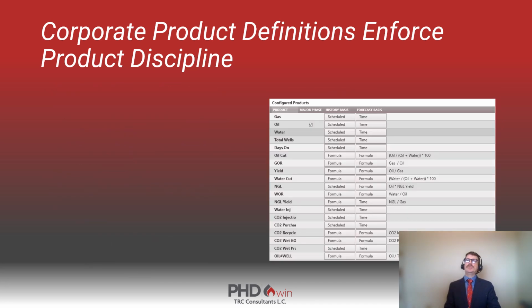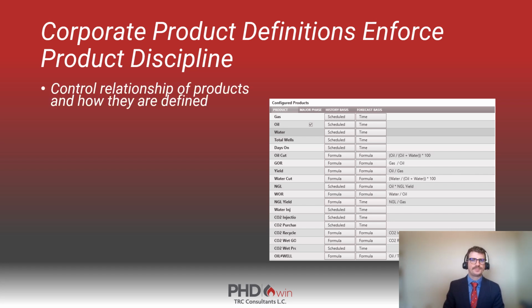So how do we define those corporate definitions, and how do we enforce them? So you're going to want to make sure you're controlling the products and how they're defined. Over here on the right hand side, you can see an image of the phase configuration in PHDwin that controls what products are available on a case. So no products that are outside of this phase configuration would be available to the users. So you can also see which products are going to be projected.